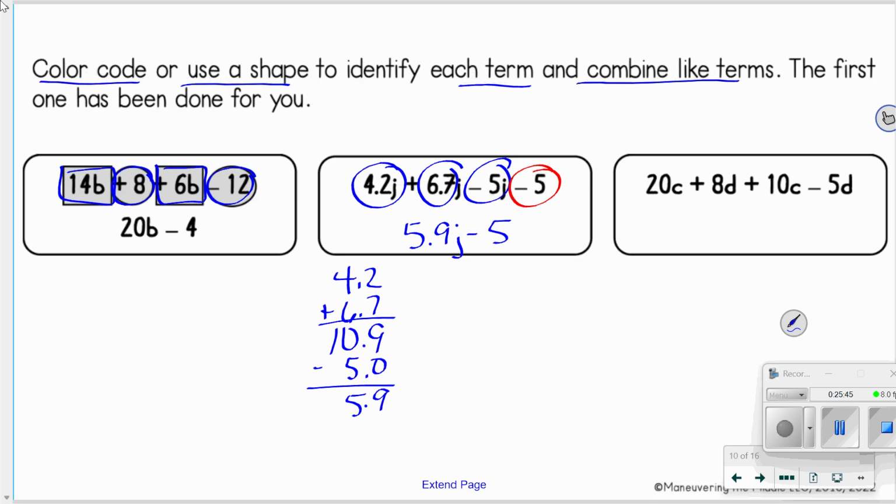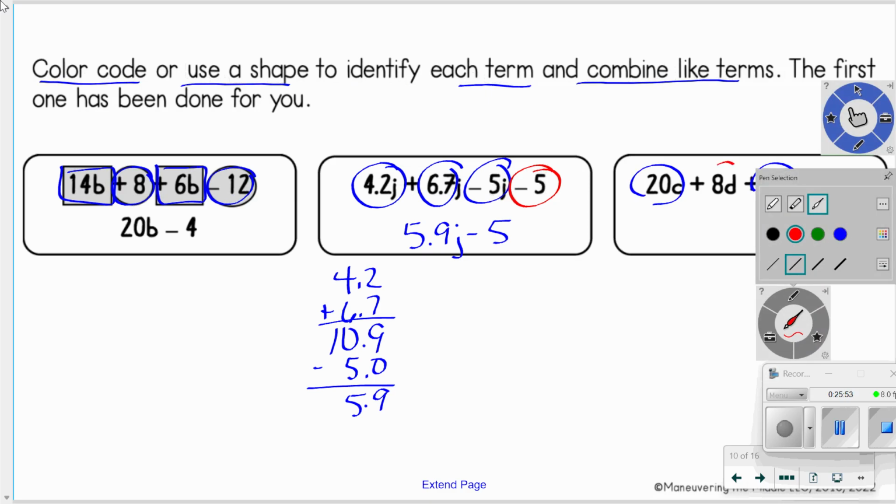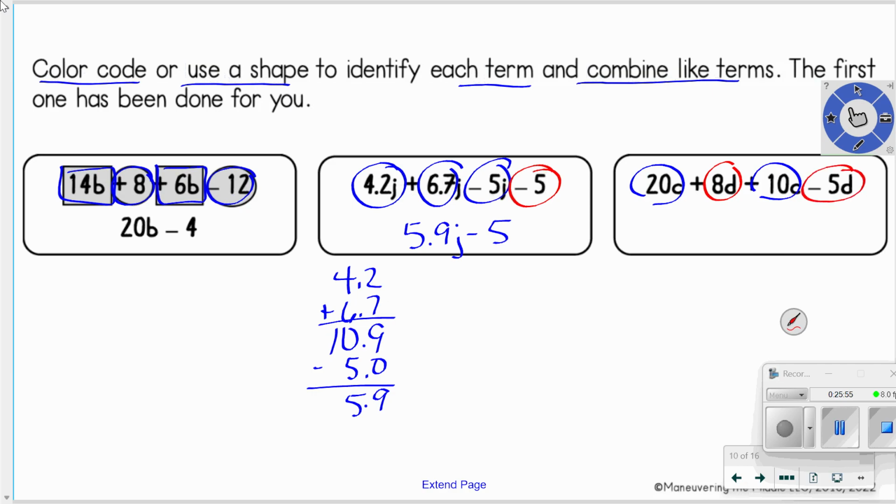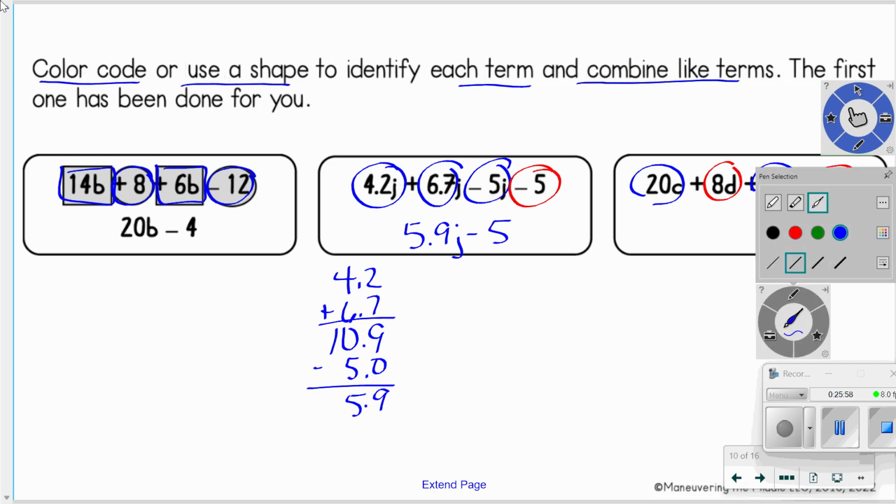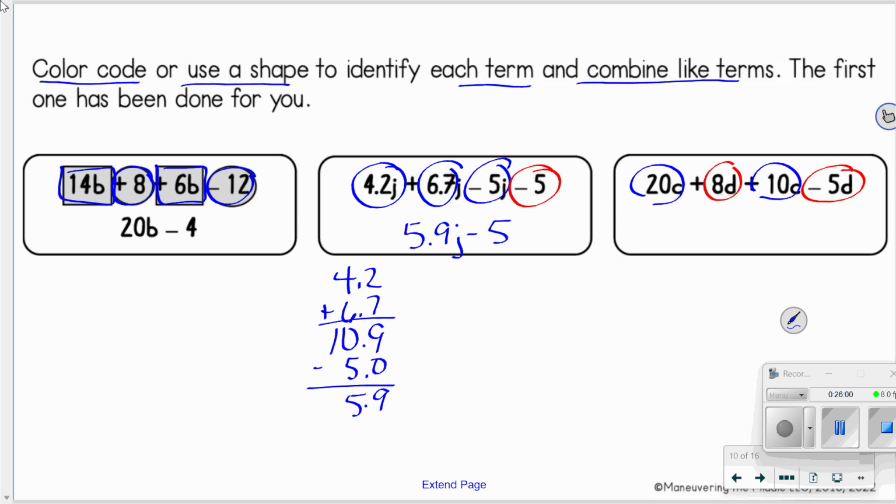Okay? Our next one, we have two types. We've got the C's and we've got the D's. So if I put together my like terms, 20C plus 10C gives me 30C. 8D minus 5D. So they're opposite signs. That means they fight. So 8 minus 5 gives me 3. The bigger guy wins. He's positive. So 30C plus 3D. Any questions on those three? No. Okay.